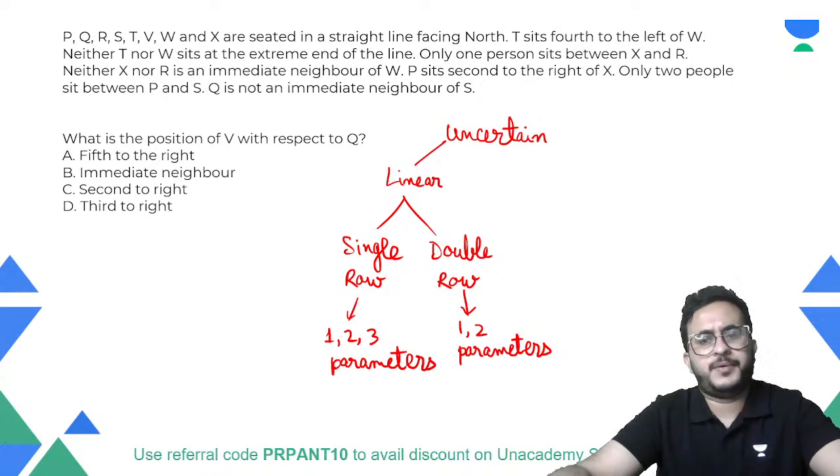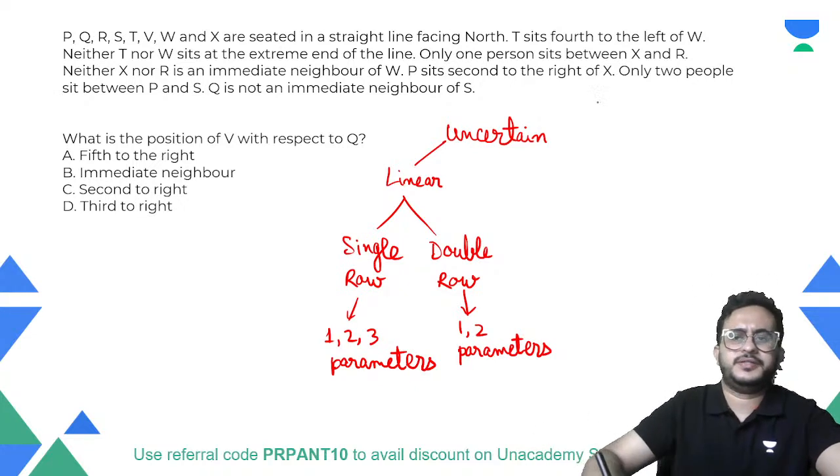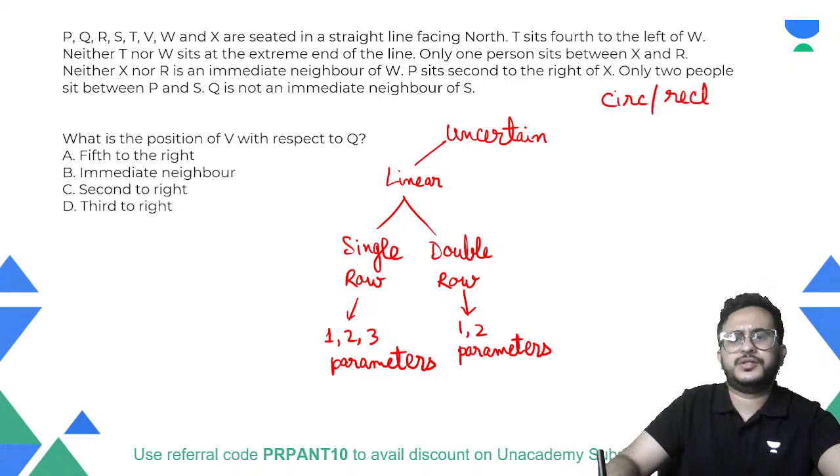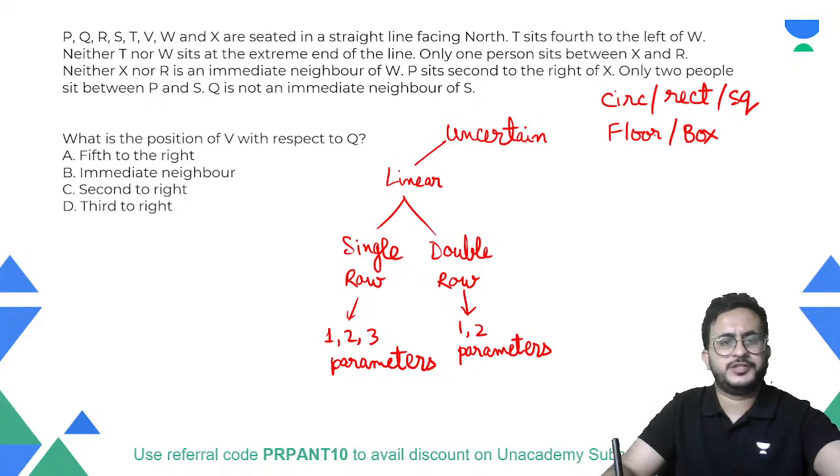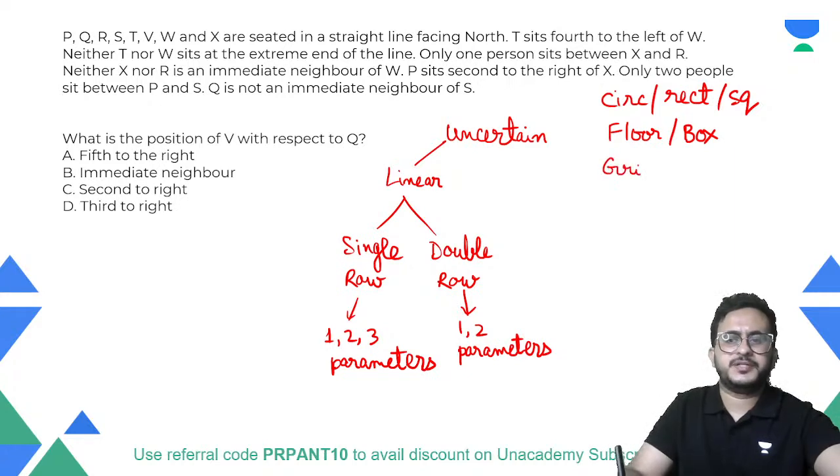Apart from linear, you then have circular, rectangular, square, that kind of arrangement, closed loop arrangement, you can say. And then you have floor puzzles, floor or box based puzzles. Floors are one above each other, or boxes kept one on top of each other. Then you have a grid based puzzle, grid or matrix, you can call it.